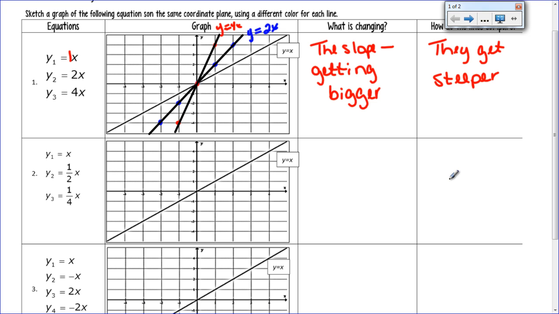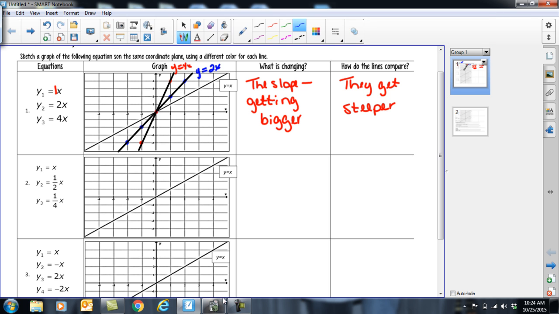If you don't, pause the video and go find it so you can get to it. But the y equals x is already graphed for us, so we're going to do y equals 1/2 x, which means we're going to cut all of our points in half. Well, we're going to use our calculator to do that.